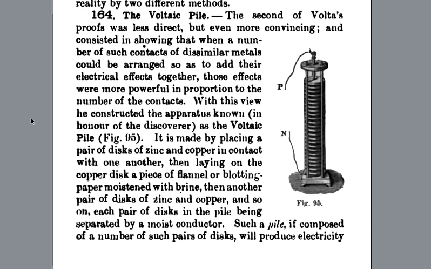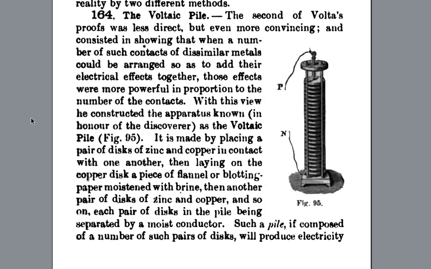It is made by placing a pair of discs of zinc and copper in contact, laying on the copper disc a piece of flannel or blotting paper moistened with brine, then adding another pair of discs of zinc and copper, and so on. Each pair of discs in the pile is separated by a moist conductor.